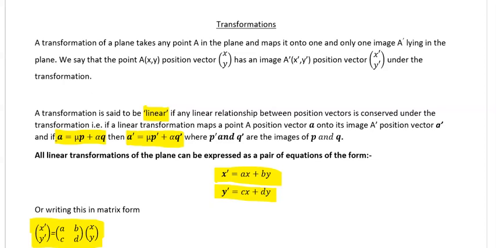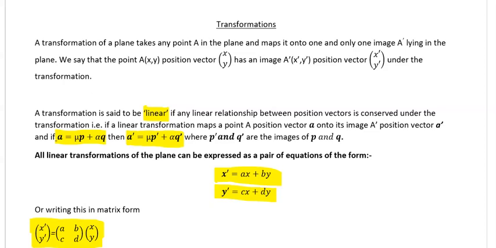Okay, we're going to look at transformations. A transformation of a plane takes a point A in the plane and maps it onto one and only one image, A dash, lying in the plane. So you've got your object point. Your original A point is x, y, written as a column vector, and the image is x dash, y dash, also written as a column vector.